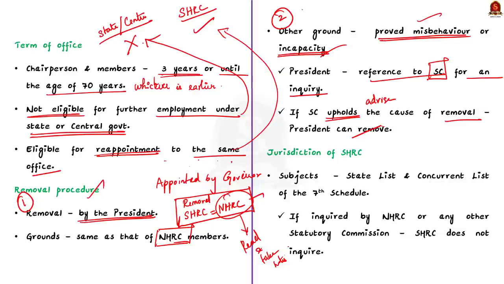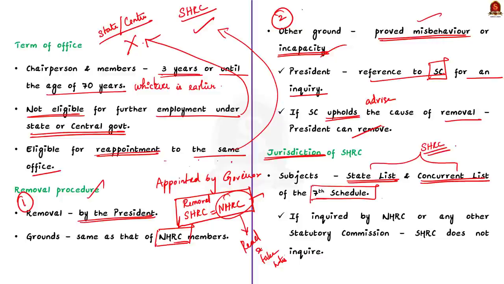Now coming back, let us conclude our discussion by seeing the jurisdiction of State Human Rights Commission, okay? See, the State Human Rights Commission can inquire into the violation of human rights only in respect of subjects mentioned in the state list and the concurrent list. We all know the state list, concurrent list and the union list, they constitute the 7th schedule of the constitution, right? So the jurisdiction of SHRC is limited to state list and concurrent list in the 7th schedule.